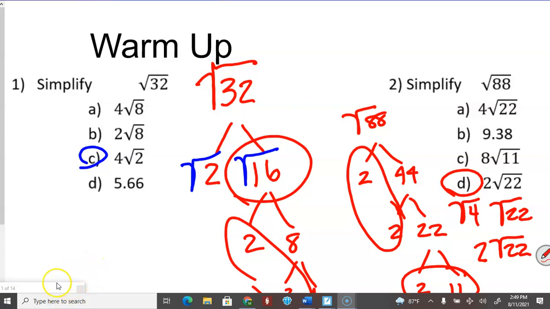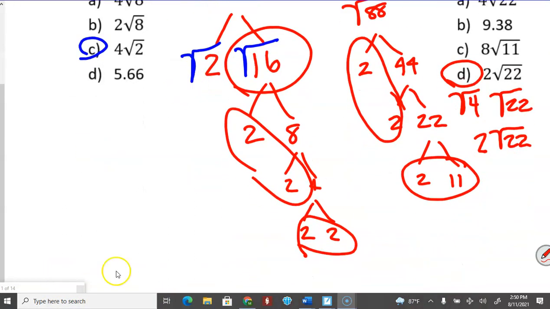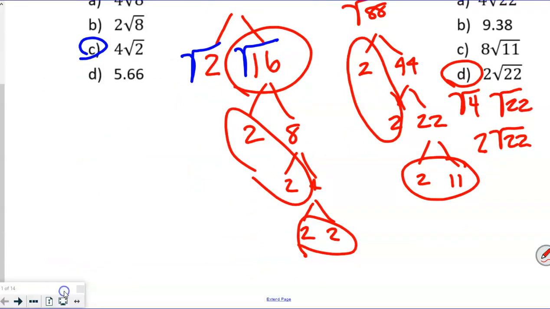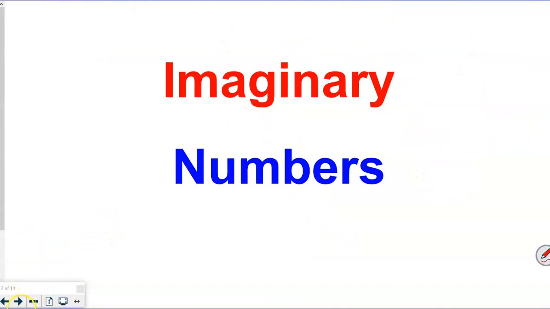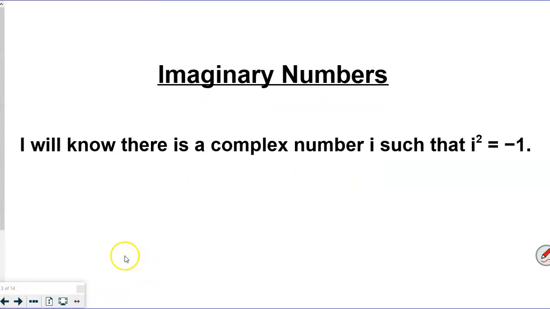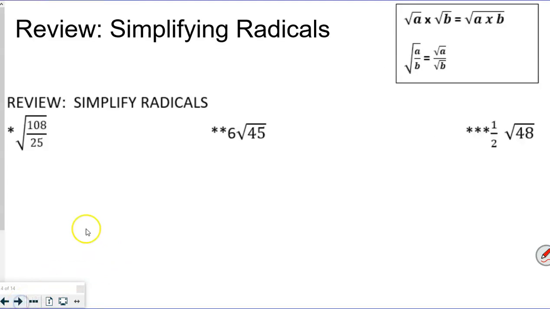So now, guys, we're going to go on to the next slide. So let me go up here. So now we're going into our lesson today, which is M1.1, okay? So it's on imaginary numbers. And so by the end of today, we're going to know that there is a complex number, i, such that i squared equals -1, okay? That's what you should be able to do by the end of the lesson today.